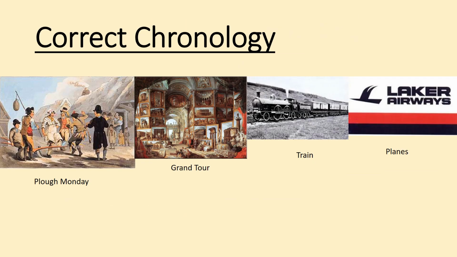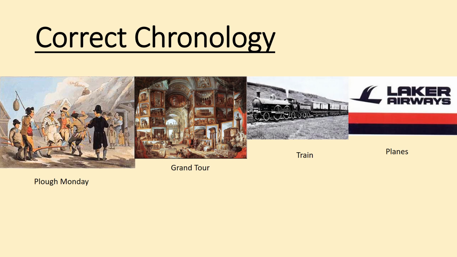Okay, so this is our correct chronology. So we're going to start off with Plough Monday in the medieval era. Now, this is kind of a trick one because it's a holy day rather than a holiday, but I'm sure you've already worked that out by now. Then we move on to the early modern era where the Grand Tour was popular.